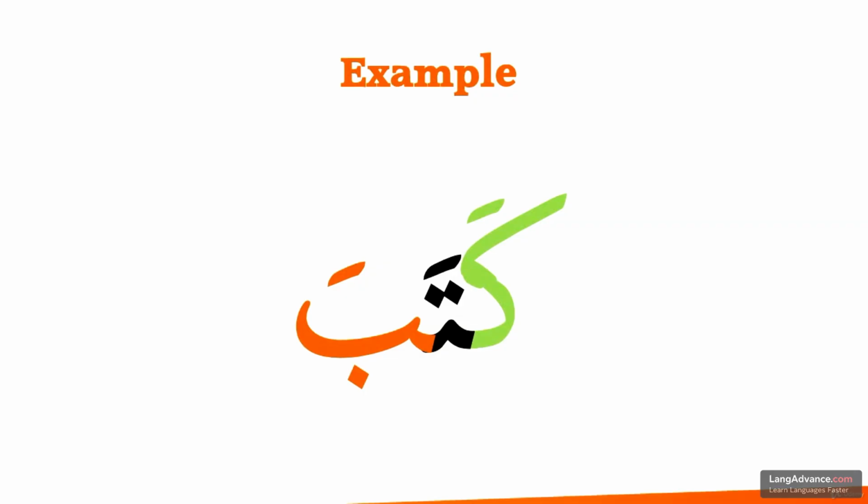Here is an example of a word that's constructed with 3 letters. We have kaf in green, ta in black, and ba in orange. And each of them has a fatha on them. So the kaf has a fatha, it's ka. The ta has a fatha, it's ta. And ba has a fatha, it's ba. So it's ka, ta, ba. And the word is kataba.